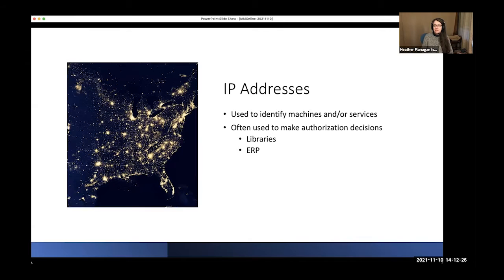IP addresses. So these are used to identify machines and or services. They're often used to make authorization decisions, particularly on higher education campuses and your libraries. Your libraries use this all the time. IP addresses were never designed for such things. And if you talk to the people who actually designed the space, which I have the honor and privilege of getting to do, and I tell them that this is how IP addresses are being used, they are shocked and appalled because that was never what they were designed for. But regardless, you let something out in the wild and who knows how it's going to be used later. This is a fact. IP addresses are used in this manner.